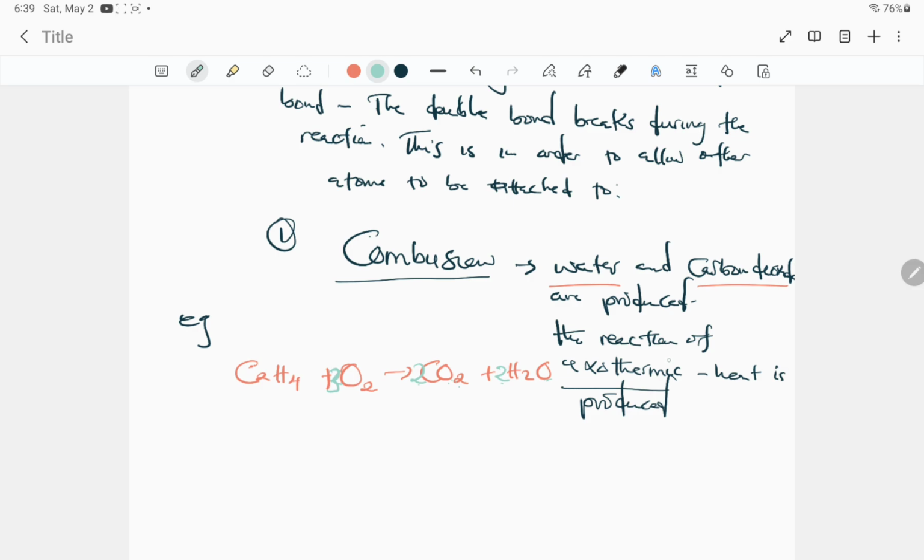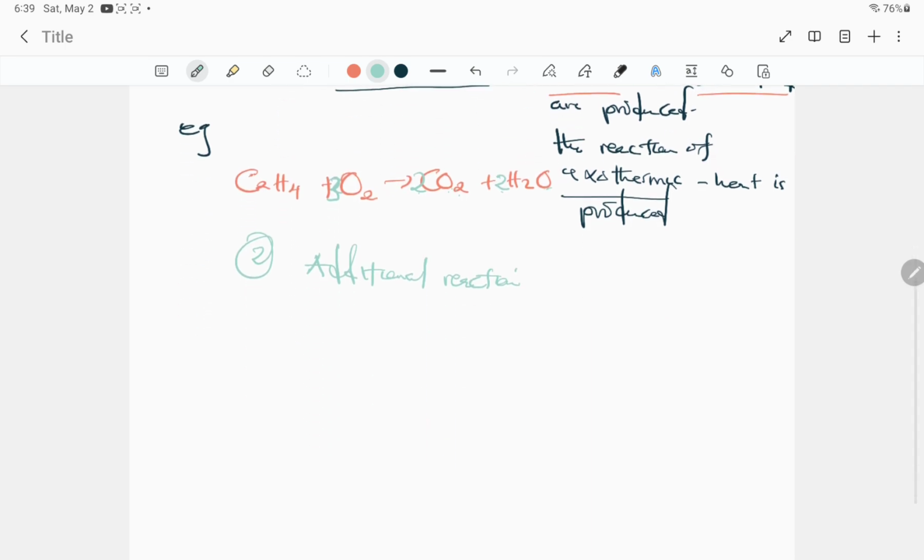So that's the first chemical property of alkenes. Then the second one, we'll talk about addition reaction. Alkenes undergo addition reaction unlike alkanes. So once we say addition reaction, we're talking about how the double bonds must break to accommodate other atoms to be attached to.